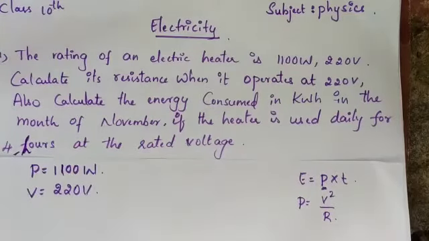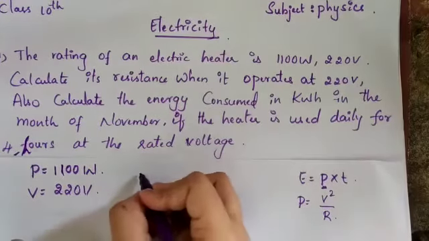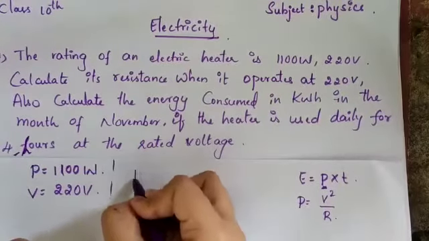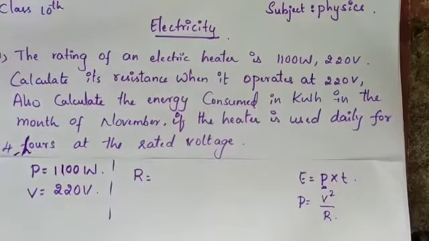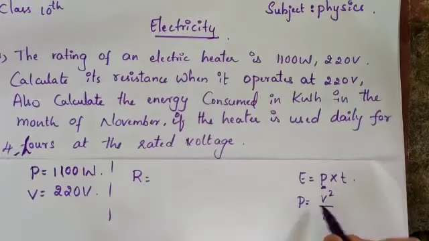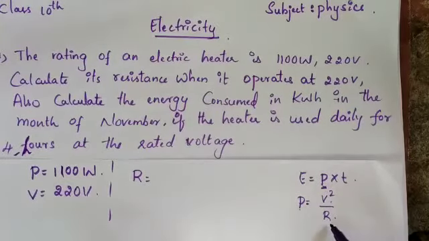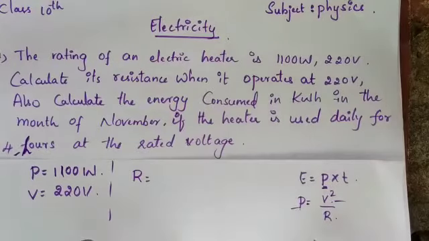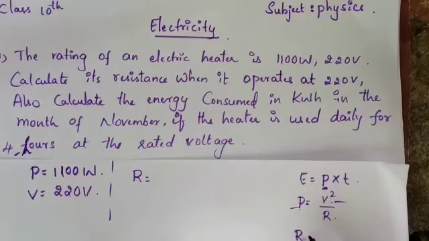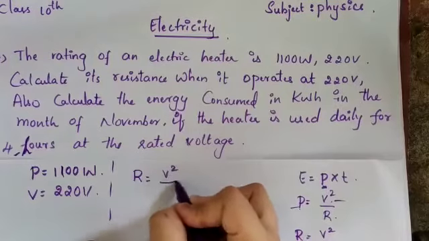But the first question itself is to calculate its resistance when it operates at 220 volts. So first we have to find the resistance, then the energy consumed in kilowatt hour. The resistance is in terms of power and voltage. Power is equal to V square by R, power and V are given, and we have to find R. So I can rearrange this formula as R is equal to V square divided by P.